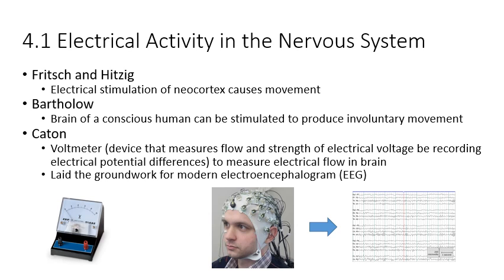And then Caton came up with the voltmeter, which is a device that measures the flow and the strength of electrical voltages by recording electrical potential differences. So it's a very early and basic device for measuring electricity. And he used this voltmeter to measure electrical flow in the brain, directly showing that there was electrical flow happening in the brain. And this laid the groundwork for the modern encephalogram, or EEG, which you might recognize.